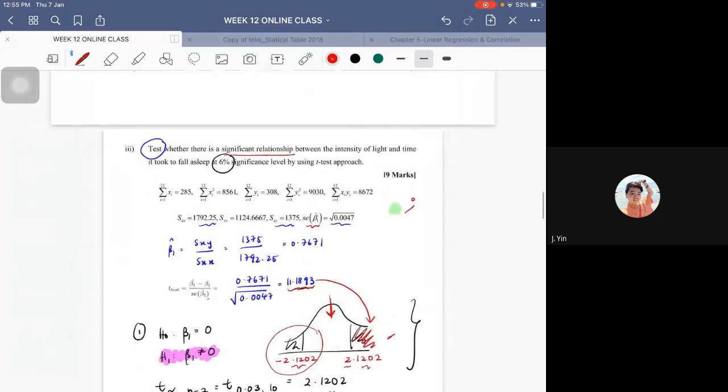By just having all these calculations, you will get 9 marks. And 9 marks is a lot of marks. It's almost 1/10 of the overall marks.